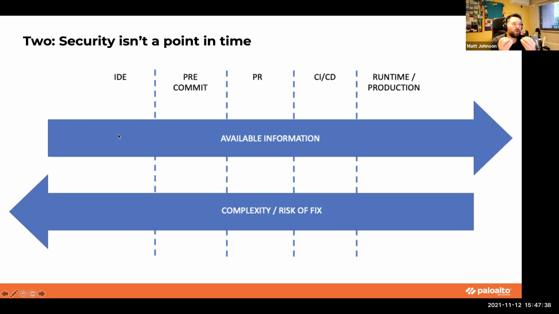And that's the quickest, easiest place to fix something, right? Because it's not been committed. You don't have to revert a commit and all that kind of stuff. But as we move through CI/CD and into production, there's more information available as to the context of what the user's actually doing with that chart or that Terraform that we just don't have back when it's just sat in a developer's IDE.